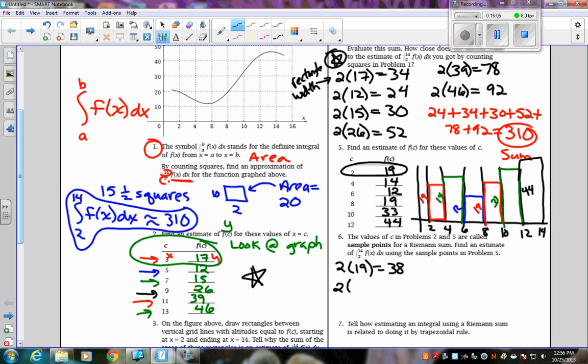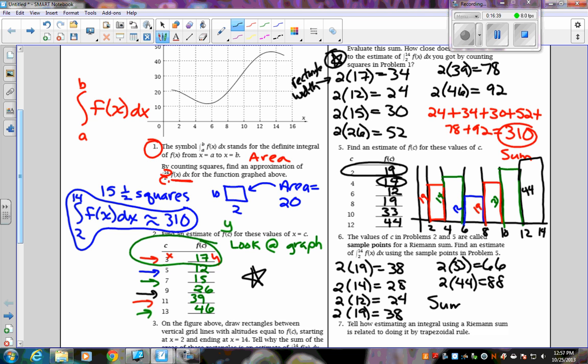The next rectangle is going to be 2 times 14, which is 28. And again, there's the 14 right there. The next one is 2 times the height of 12, badly drawn rectangle, and that's 24. The next one is 2 times the height of 19, and that is 38 again. The next one is 2 times the height of 33, which is 66. And the last one is 2 times the height of 44, which is 88. And when you add this all up, this sum comes out to be 282. That's what I got.